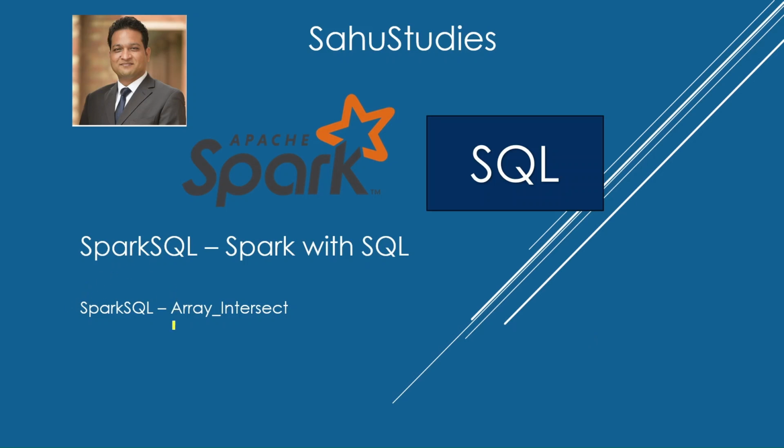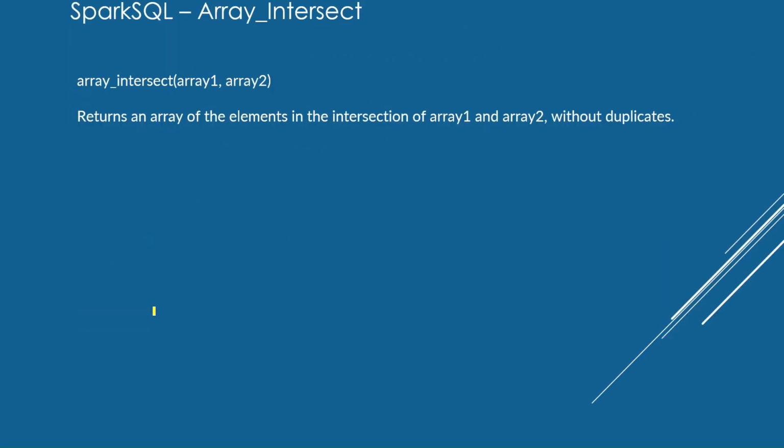In this video, we are going to discuss the array intersect function in Spark SQL. So why do we use the array intersect function? Whenever there is a requirement to create an array list based on two array lists which has the common elements, with the help of array intersect, we are able to create it.